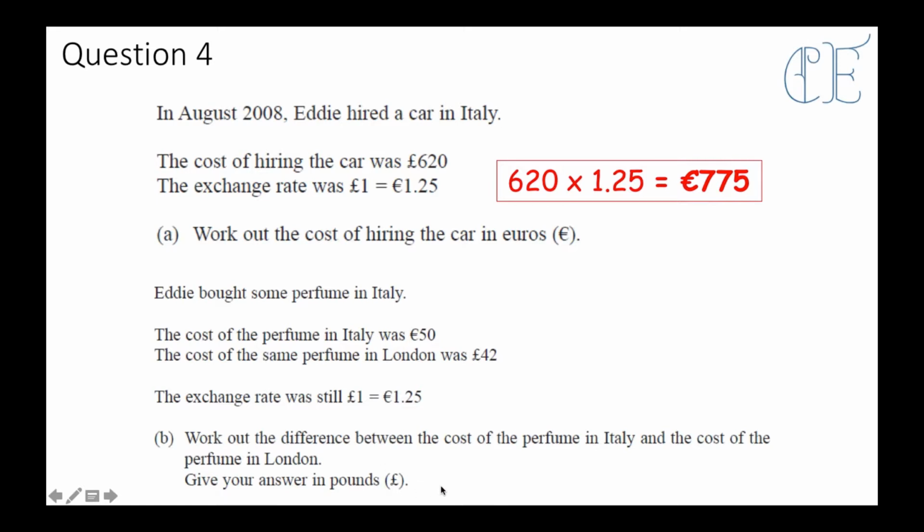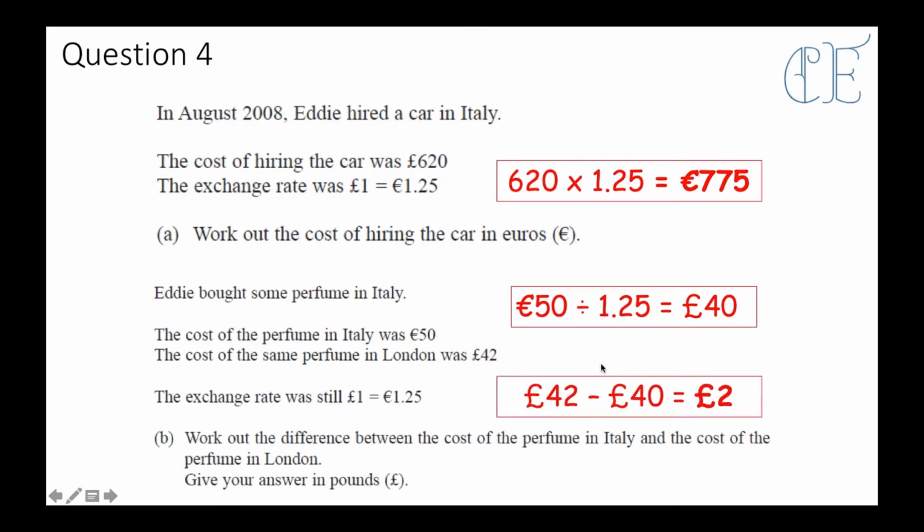Again, because it wants the answer in pounds, we know we need to change this €50 to pounds. Okay, because I already know that it costs £42 in London. I want to know what the equivalent to €50 is in pounds. So I'm in euros, which means I'm this side of my exchange rate. And if I want to go back to pounds, I need to divide. So I need to do 50 divided by my exchange rate of 1.25, giving me £40. Okay, so the difference between the London price and the Italy price is only £2. Okay. Hope that makes sense.